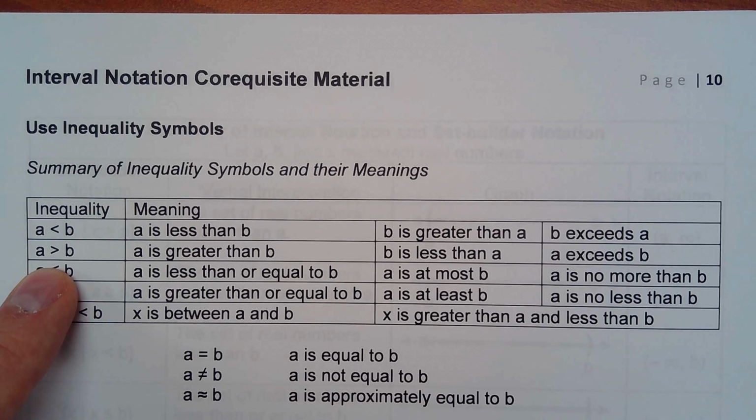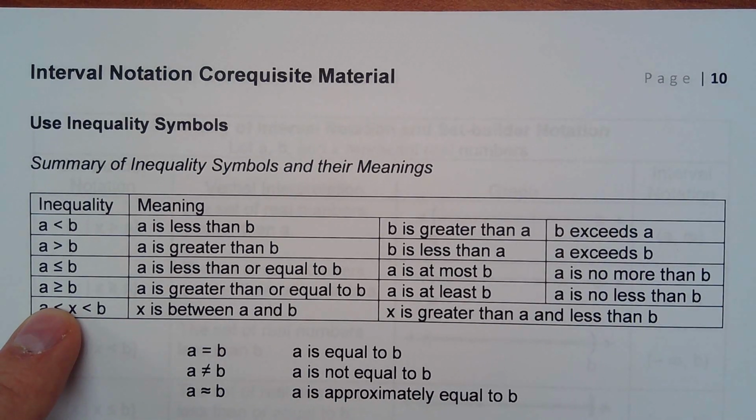A is greater than B. Or you can always say B is less than A. A exceeds B. A is less than or equal to B, or we could say A is at most B. A is no more than B. A is greater than or equal to B. A is at least B. A is no less than B.